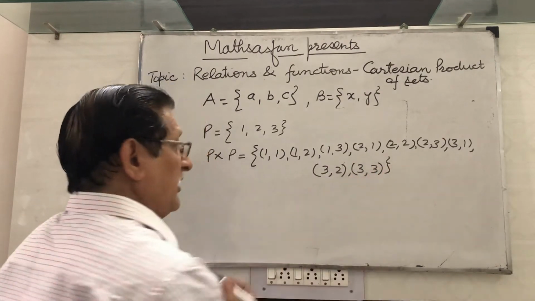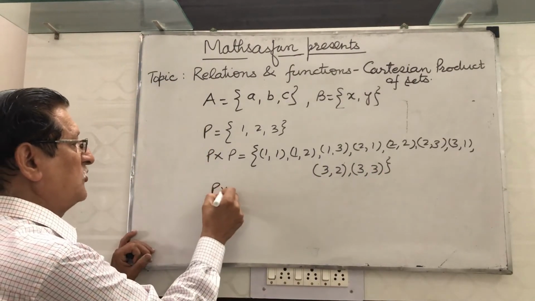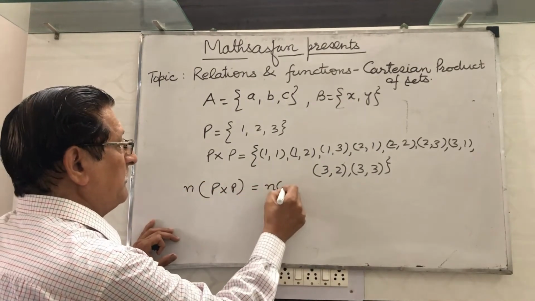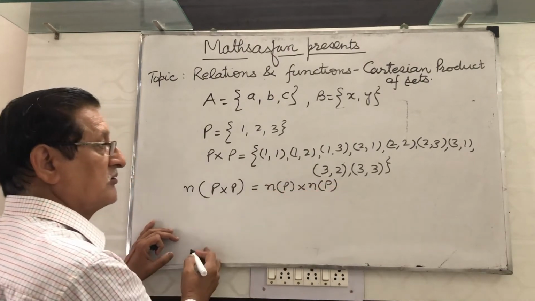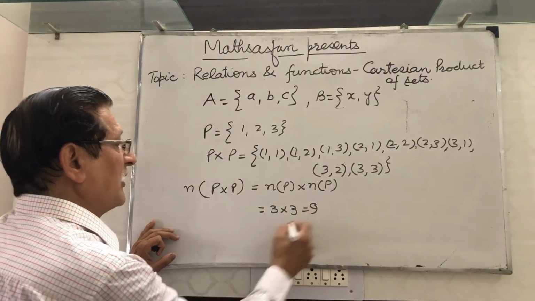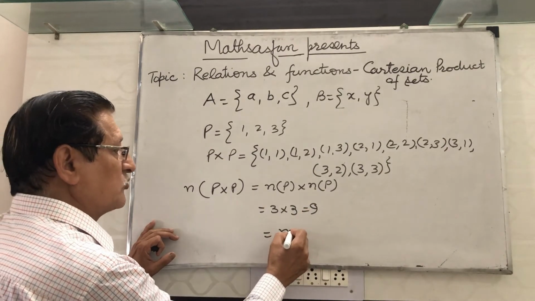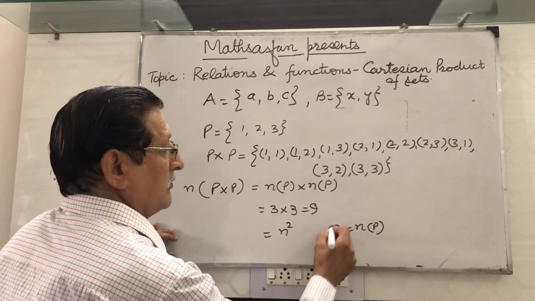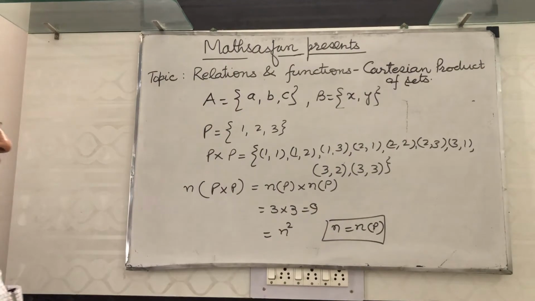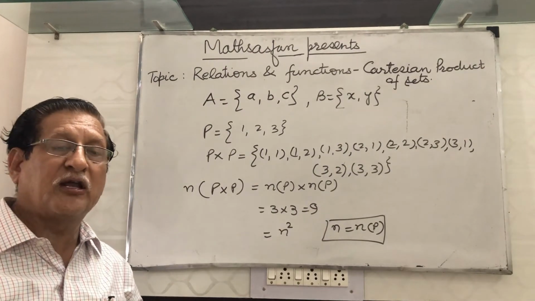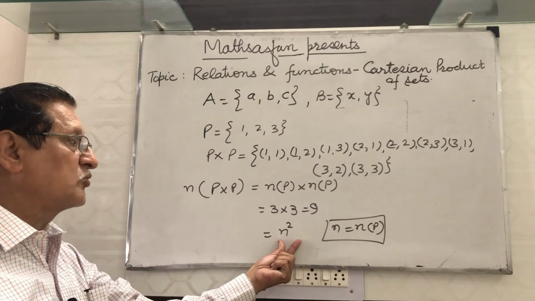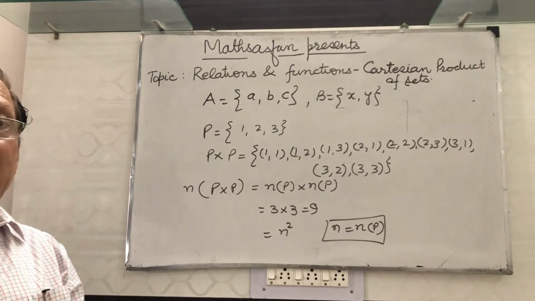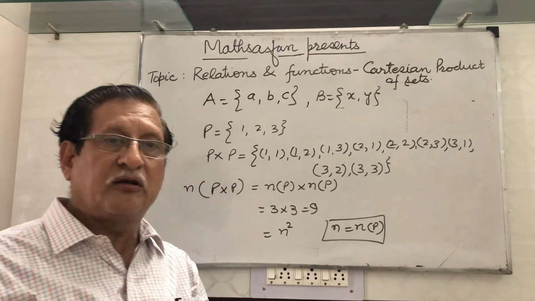It means what we are finding in this P cross P, when we find the number of elements in P cross P, that will be n(P) into n(P) as per the definition of this. And that will be 3 into 3, that is 9. Can we say it is equal to the square of n if we say n is the number of elements in P? So we can also remember this as a formula that number of elements in A cross A will be equal to n square, where n represents the number of elements in P. I think finding the Cartesian product of two sets must be very clear to you.